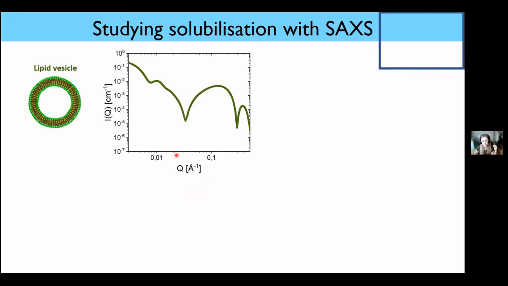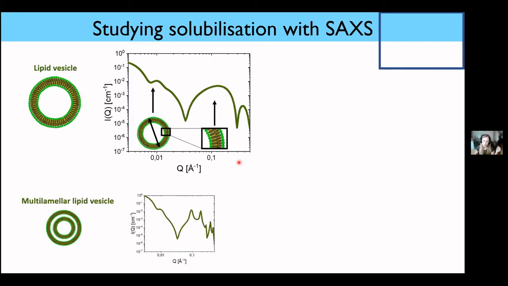So here you can see a typical scattering curve for a lipid vesicle. In the low Q region, you will be able to deduce information about the radius and the polydispersity of your sample. Whereas in the high Q region, you will deduce information about the structure of the bilayer. So this could be the length of the head group region versus the tail group region, for example.